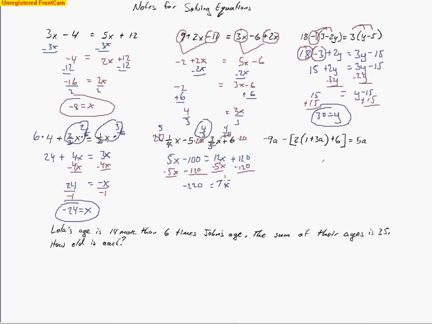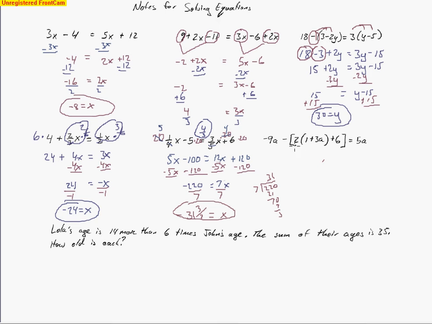And so what I need to do now is divide. So I'm going to divide that 7 into negative 220. Well, 7 goes into 22 3 times, with 1 left over. 7 goes into 10 1 time, with 3 left over. So my answer would be x equals negative 31 3/7.